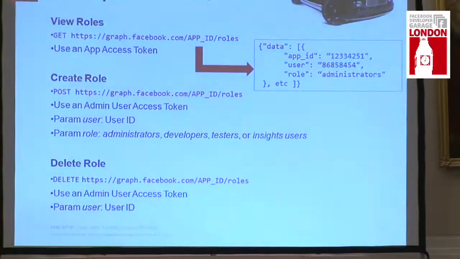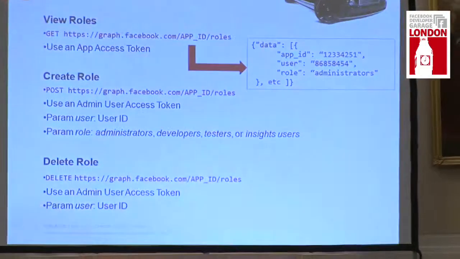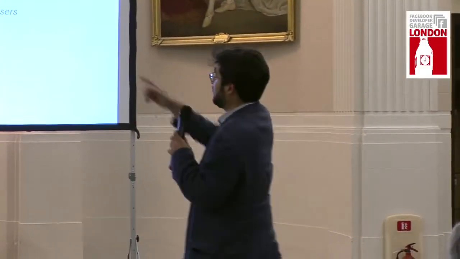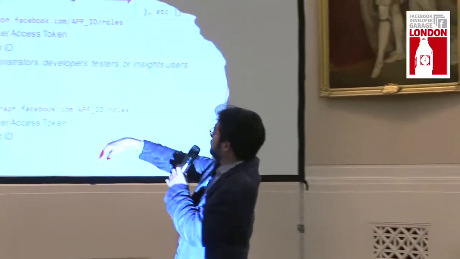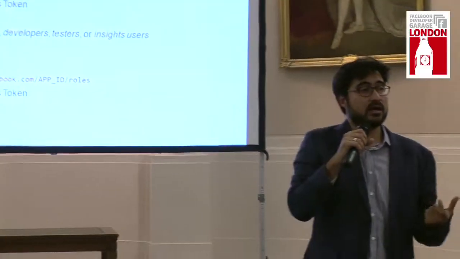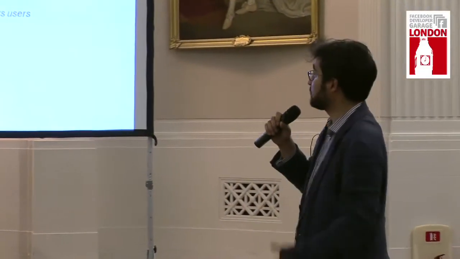You can also create people. So I can invite Todd. I can send him a request to be an administrator of my app. And I can do that automatically using this bit here. So I post to the roles connection, I pass his user ID and a string, which determines what role I want him to have. So you can be a developer of my app. And then again, you can delete people from it as well.